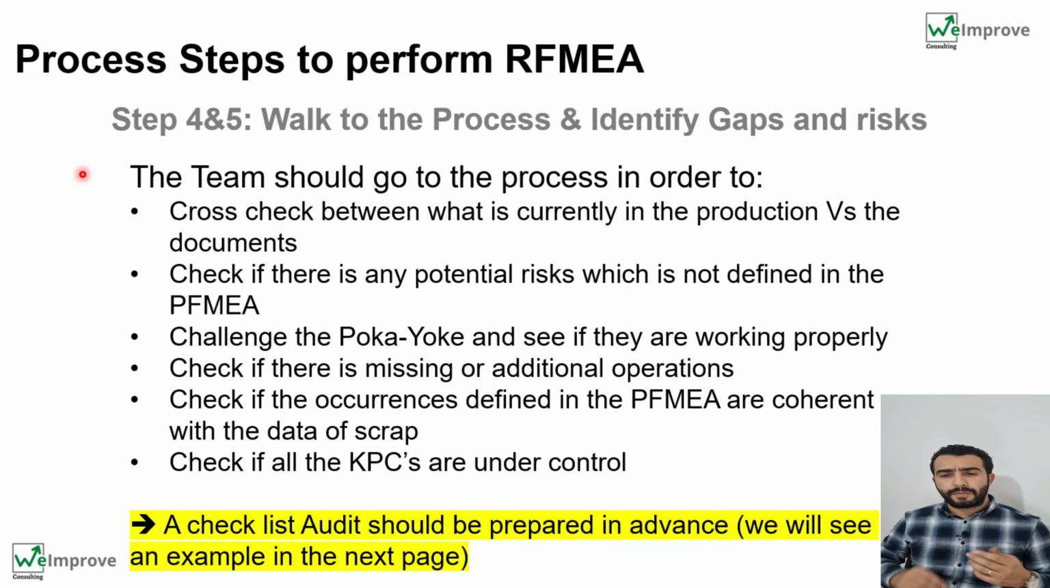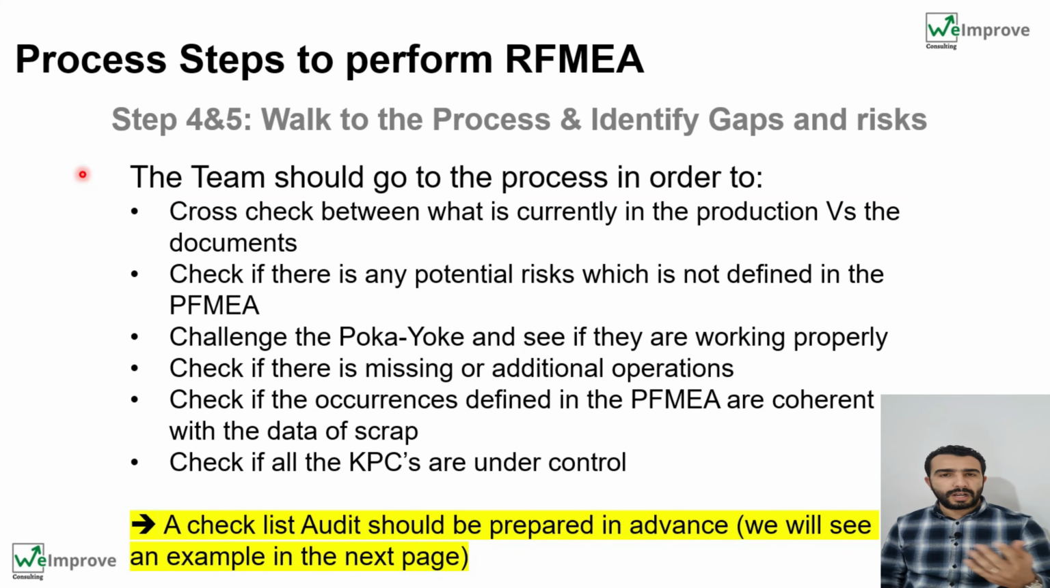The fourth and the fifth steps are to walk the process and identify the gaps and risks. This is the main activity, the main step of the reverse FMEA. The team should go to the process in order to first cross-check what is currently in production versus the documentation. For example, in the control plan, you have the control frequency of 100%. And when you go to operation 01, you find out that this operator is checking the part by sampling, one part every hour or something like that. So it's not the same.